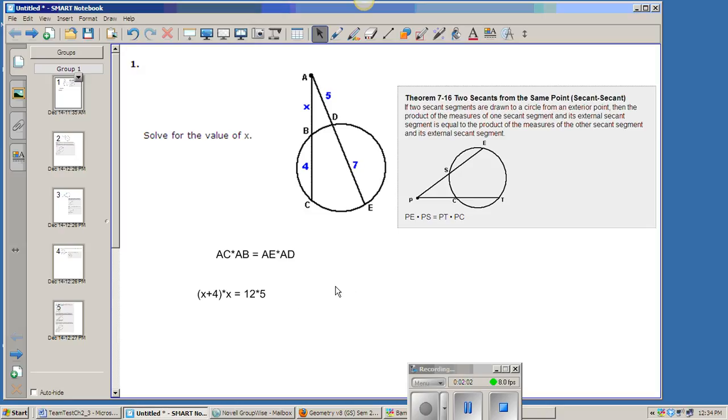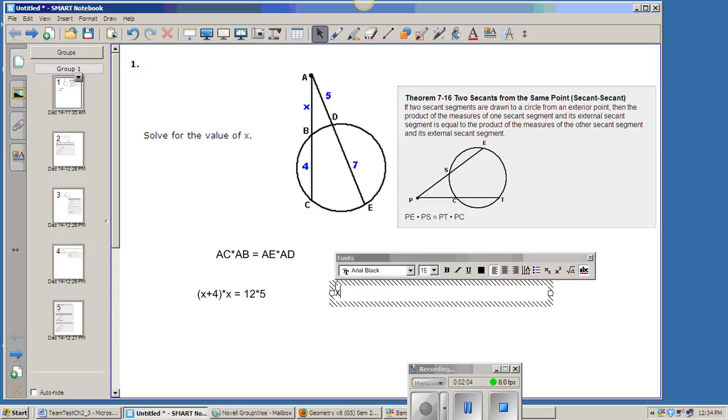equation. So I'm first going to use the distributive property, so I end up with x squared plus 4x equals, and 12 times 5 is 60. And then I would probably go ahead and subtract 60 from both sides because I like to set it equal to 0, although there's lots of different ways to solve this. I would probably go ahead and solve it by factoring if possible.